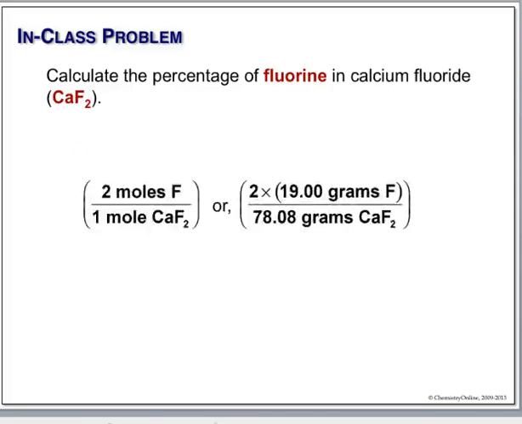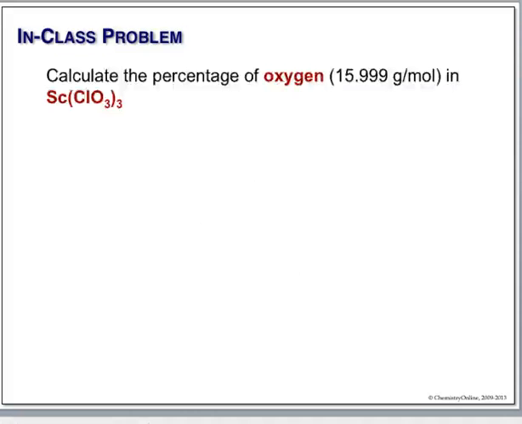So we multiply this out, get 38 divided by 78. That will give us our percentage on it. Roughly 48 point something percent. Now this is simple. We can all do this, right? We can do this.